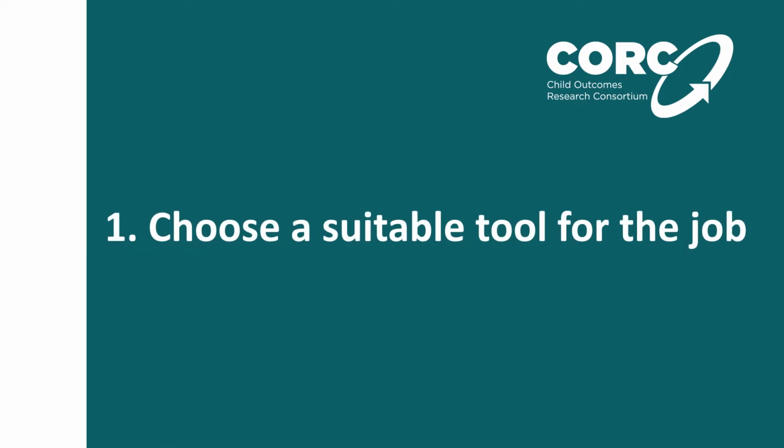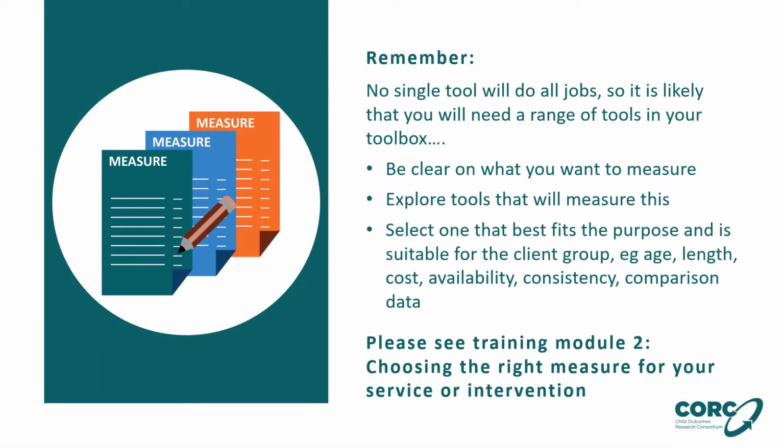The first step concerns choosing mental health measurement questionnaires, so outcome and feedback measures that fulfill the aims and purposes of what you're trying to achieve. This in itself is a bit of a process of thinking, and to help you go through that process, CORC have put together the free training module number 2, choosing the right measure for your service or intervention, and I recommend having a look at that at your leisure.